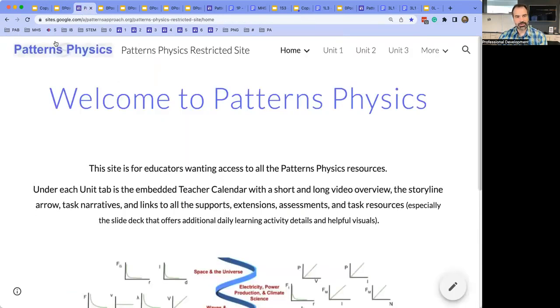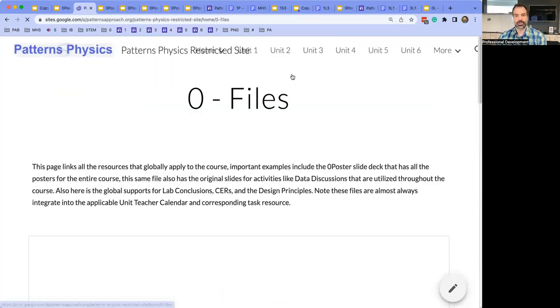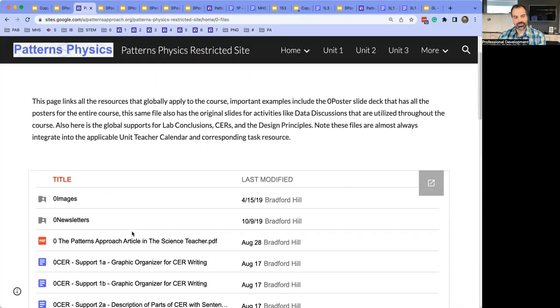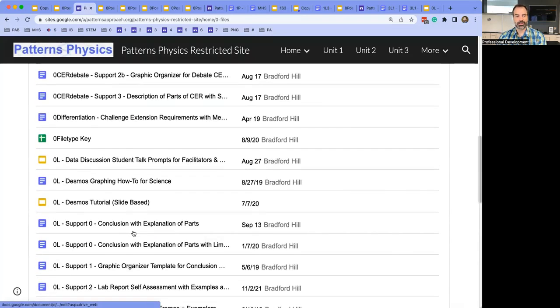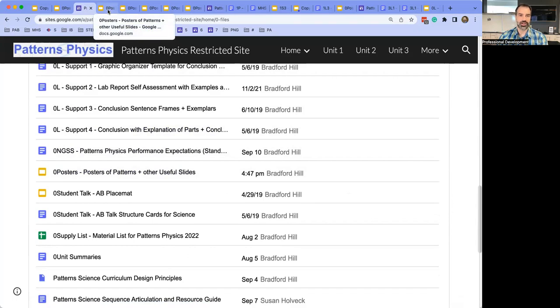So I'm going to go to the website and show you some resources that are in Zero files because they apply to every unit. And then I'm going to scroll down to the Zero poster. A lot of these can be printed and hung up right on the wall. You will notice that many of what I'm about to show are embedded in the activity slides for the tasks in each of the units. So they're right there. You might not need to go to Zero poster, but I just want to show you that they are all there, if you want to print some out to put on your walls.